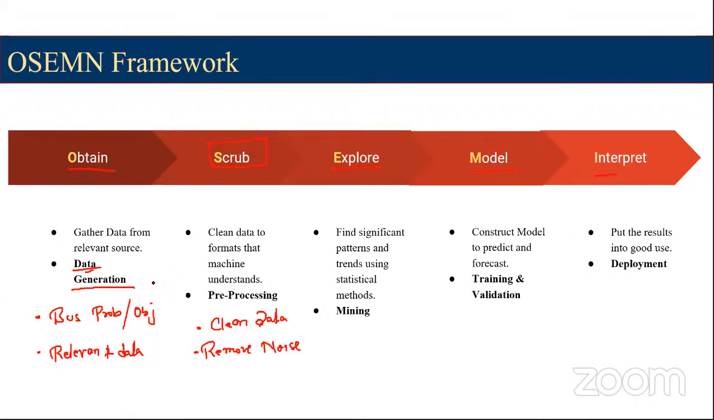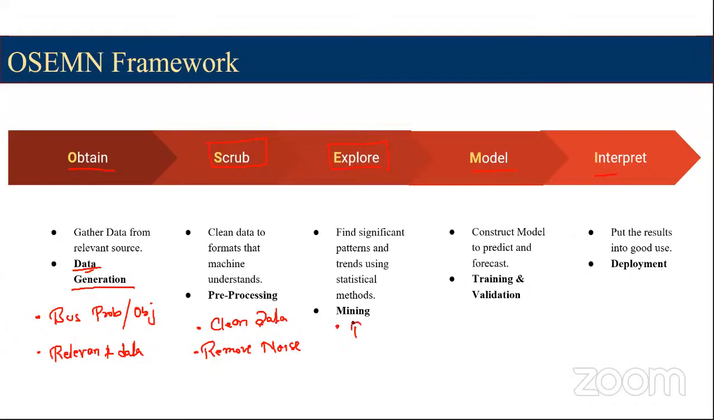Once you are done with pre-processing, the next step in any AI project is explore. So what do we need to do in exploration? It's all about exploring your data through multiple different techniques to understand what the patterns are. Why? Because those patterns are what is going to be important when you start training your model. So the third step is explore, where mining. What do we mean by mining? Try to understand the patterns that are available in your data, because that is what is going to be helpful while training the model.